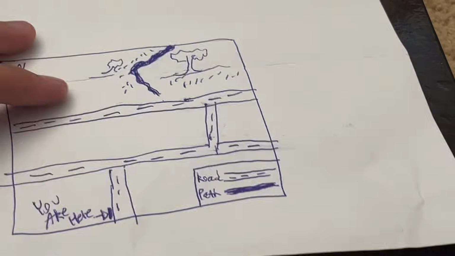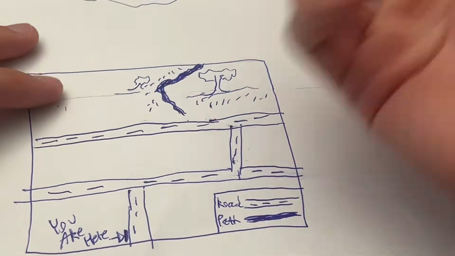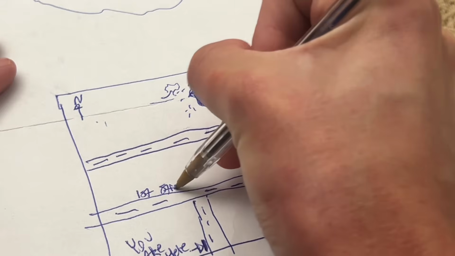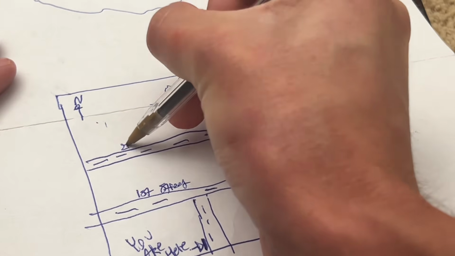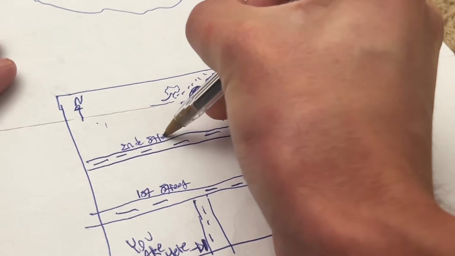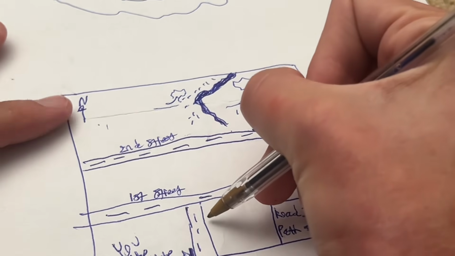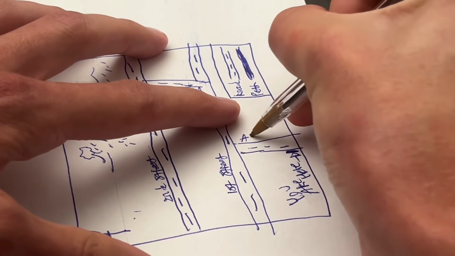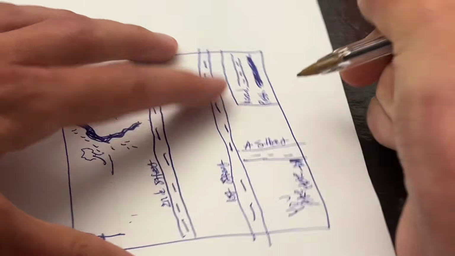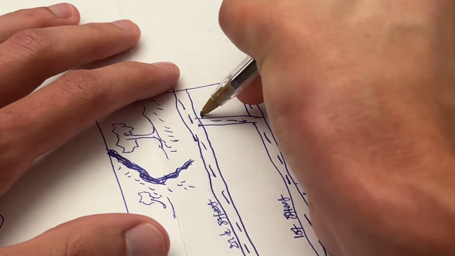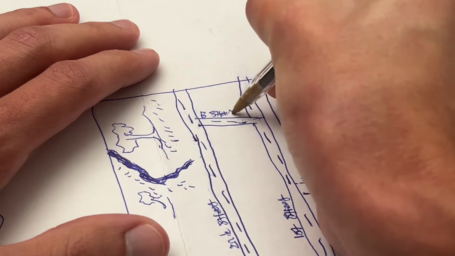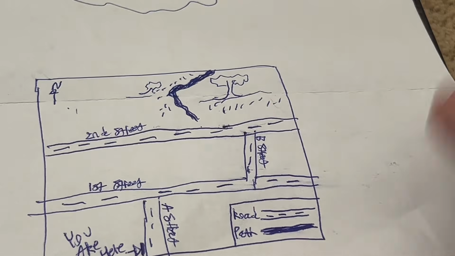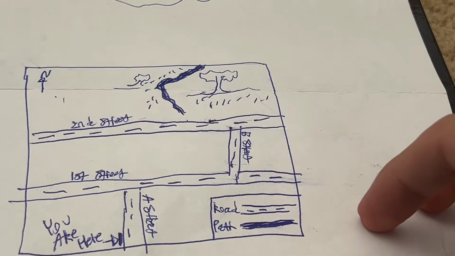We could be all like, we'll call this First Street, Second Street, A Street, and B. So you got 2nd Street, 1st Street, A Street, and B Street, minus my crappy handwriting.